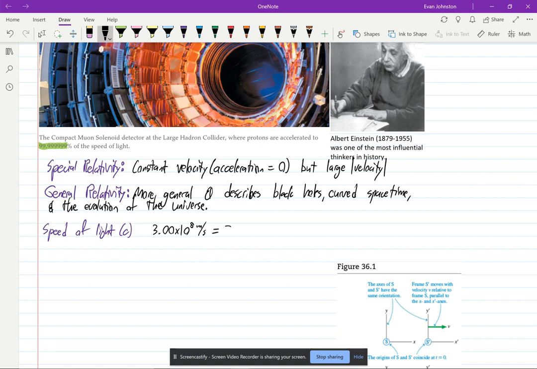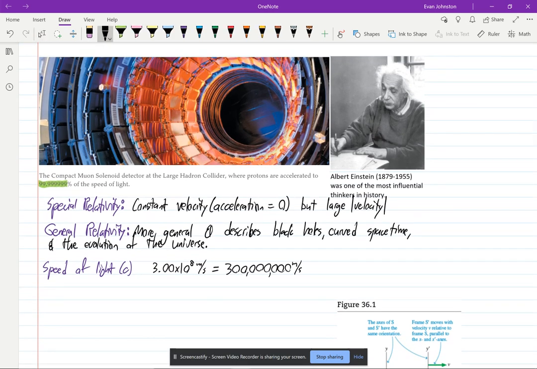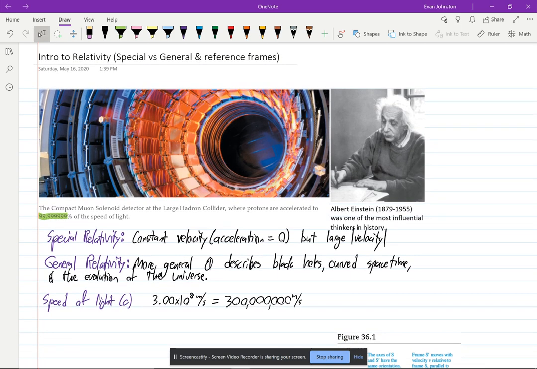Or putting that in normal notation, we have a 3 and 8 zeros. So 1, 2, 3, 4, 5, 6, 7, 8. That's 300 million meters per second. So it's very, very large, stupendously large in all honesty. So these particles get going 99.99999% that speed. They're essentially going the speed of light, and things get weird when things start going really fast.